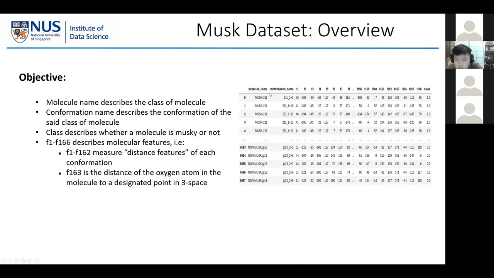As you can see, this molecule MUSK211 has multiple conformation names, right? So this is to say that MUSK211 is an example of a bag. If we take all the rows with the name MUSK211, we have our bag of instances. Each instance is a row that has the same molecule name, and each instance is differentiated by its conformation name. The first row and the second row, for example, have different conformations, but they belong to the same molecule, so they are two instances from the same bag. Each of them is described by the same set of features, F1 to F166. These are features we use to describe the conformation. I think there are some distance features of each conformation, like the relative positions of the constituent atoms to each other, for example. They are different for each instance because they are of different conformations, but they are associated with the same bag in this case.